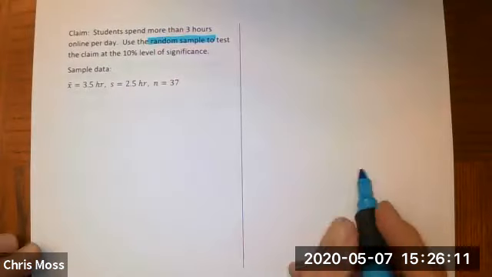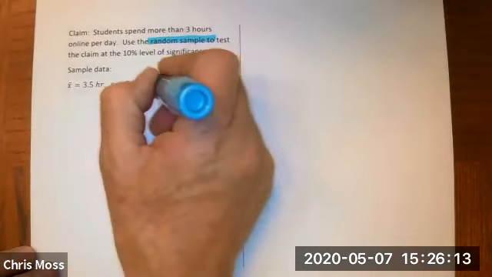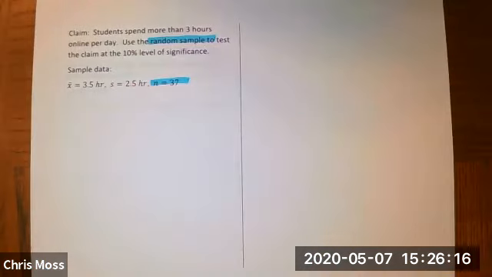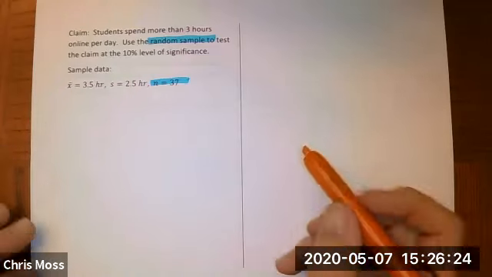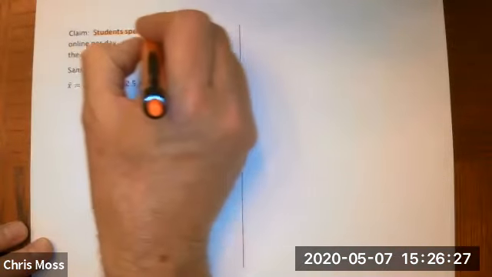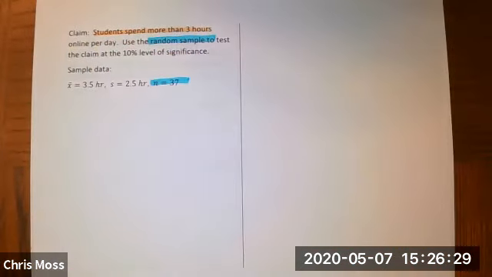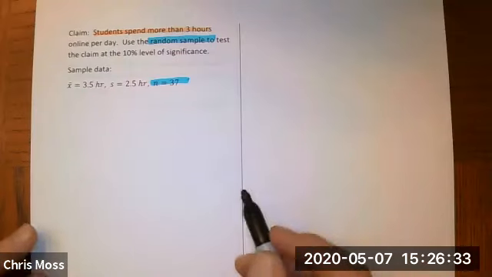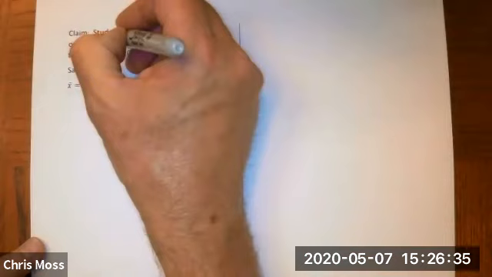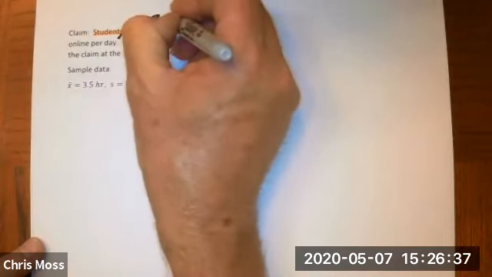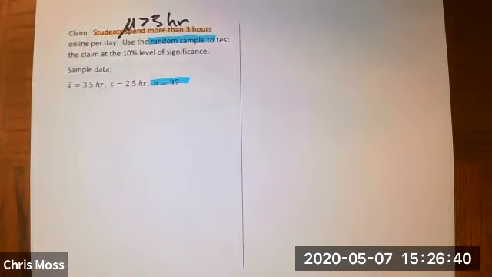We've got a simple random sample. That's important. And I've got a sample size greater than 30. So those two requirements there indicate that we've met the requirement for conducting a test of hypothesis. So let's take a look at the claim. Students spend more than 3 hours online per day. This is a claim about a mean. So the claim here is the mean is greater than 3 hours.